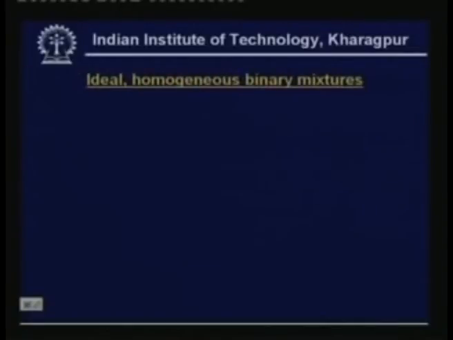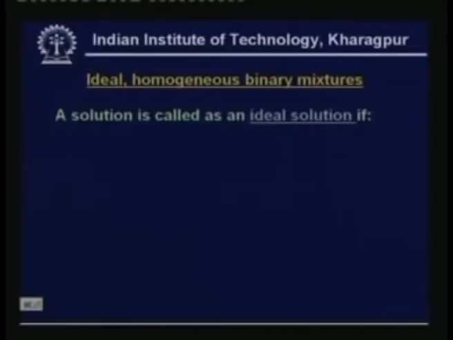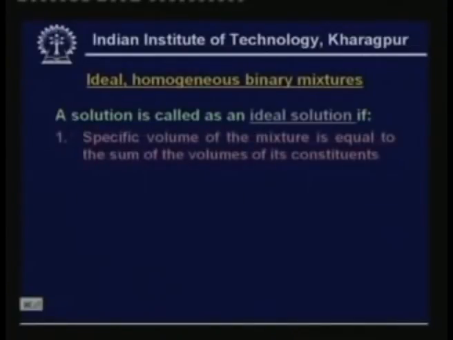Now let us define what is known as an ideal homogeneous binary mixture. A solution is called an ideal solution if the specific volume of the mixture is equal to the sum of the volumes of its constituents. That means let us take a binary mixture. I take component 1 and component 2. Component 1 has a specific volume of v1 and component 2 has specific volume v2, and I mix certain masses of these two components. You will find that the specific volume of the mixture is simply equal to the sum of the volumes of its constituents.